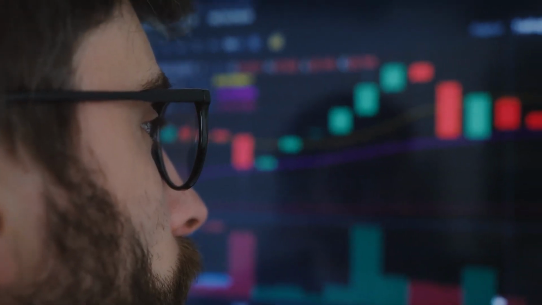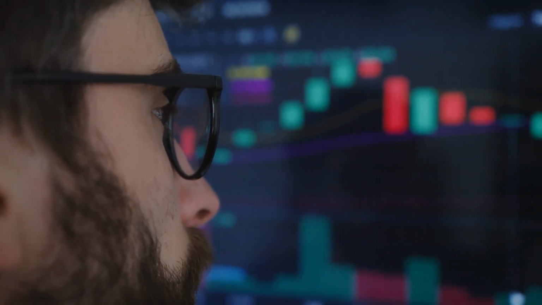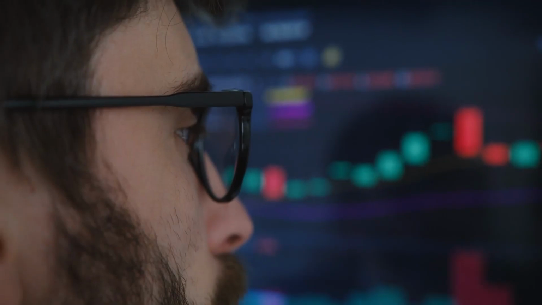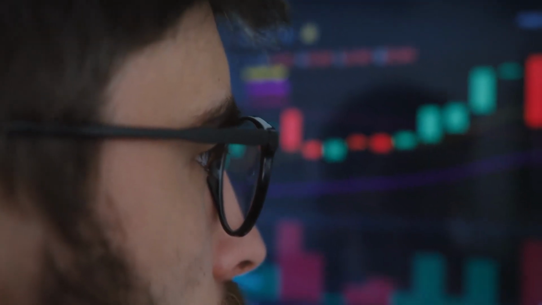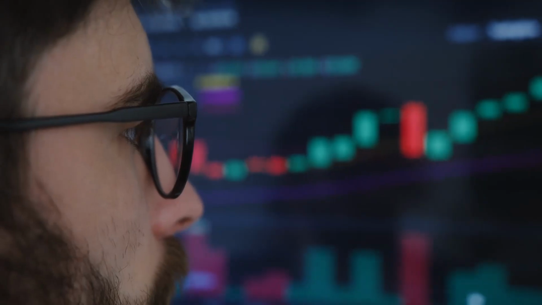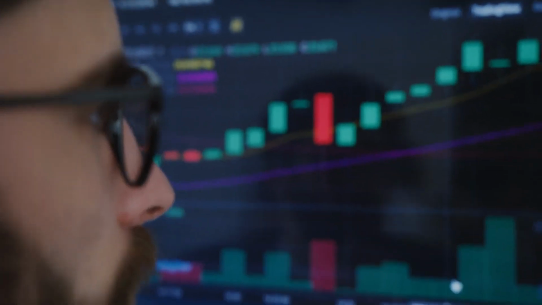One way is to use AI. AI can help you analyze vast amounts of data to identify niches that are in high demand and have low competition. This will help you focus your efforts on the niches that are most likely to generate a profit.